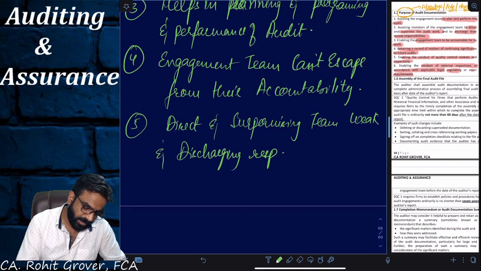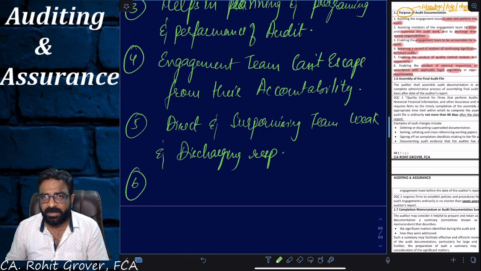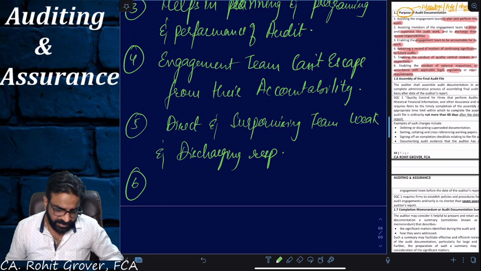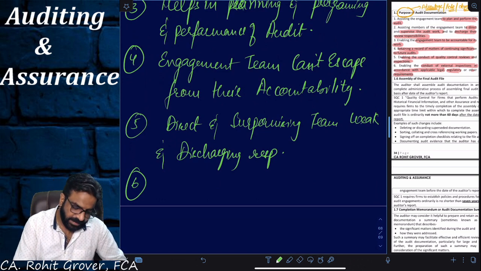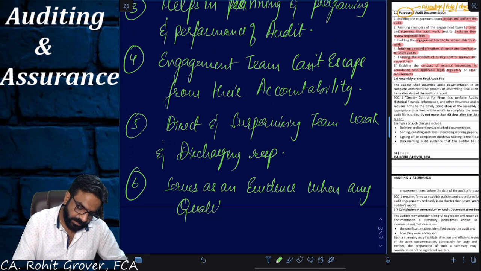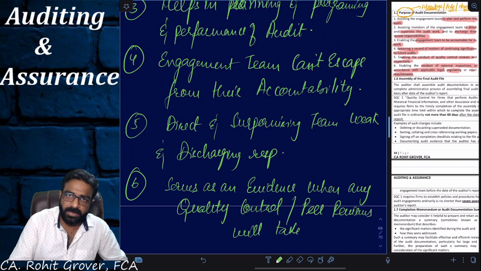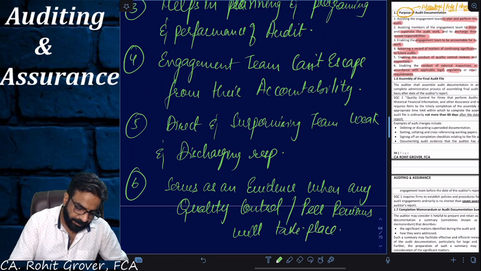And most importantly, point number 6, everyone: does it serve as evidence for my quality control reviews and peer reviews? Yes, it serves as evidence when any quality control review or peer review takes place. I hope these handwritten notes are helping you all. Yes, sir. Yes, and point number 7, everyone.